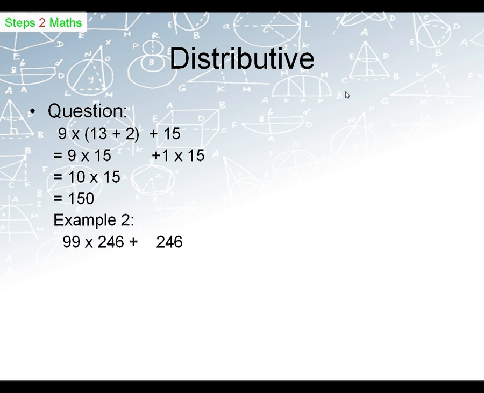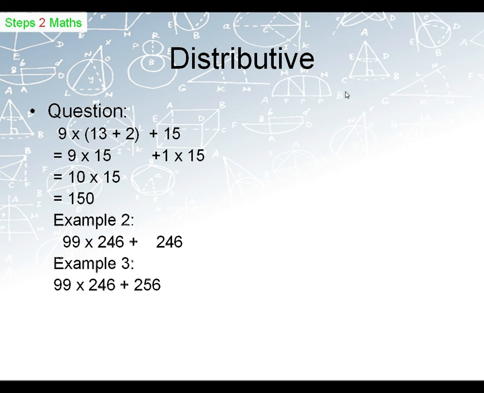Let's have a look at another example. 99 times 246 plus 246. Now in the first example, we could easily have worked out 9 times 15. However, in the second example, 99 times 246 is a difficult question to work out by hand, or at least it takes a few moments to do so. However, if we consider distribution, we realize we've got 99 groups of 246 and another group of 246, which of course is 100 groups of 246, which I assume you will be able to work out yourself.